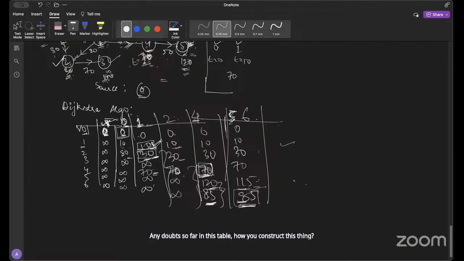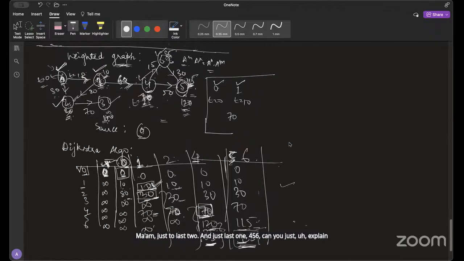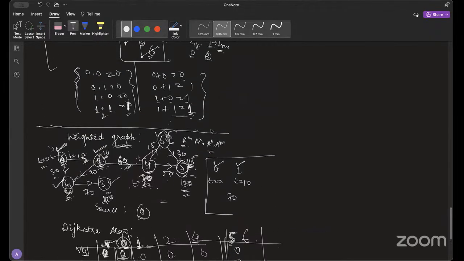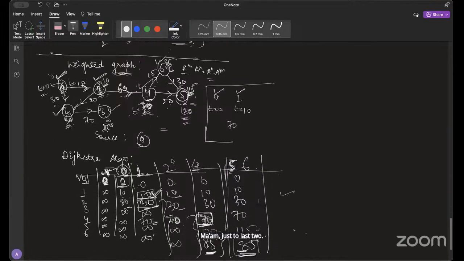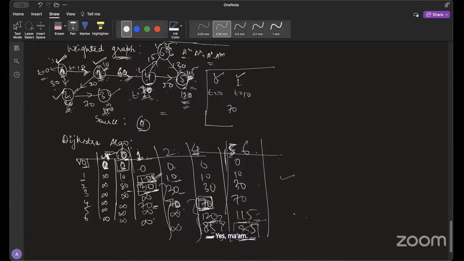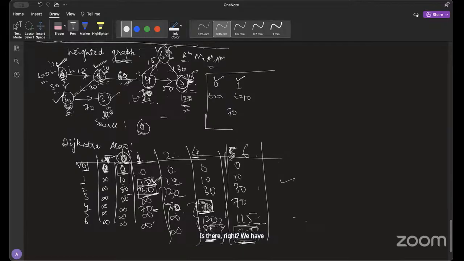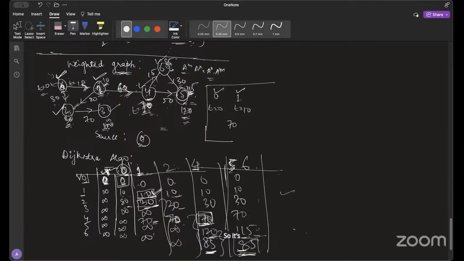Can you just explain how did we decide the last vertices that get burned, 4, 5, 6? Yes. When you have the fourth one here, right? We have 70 here. So it's in the process here.